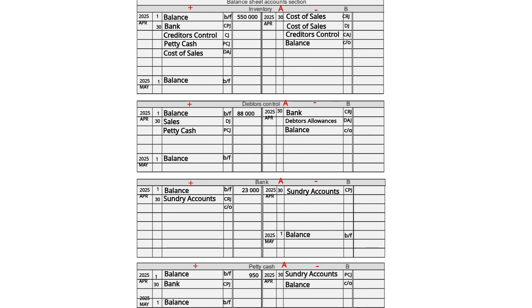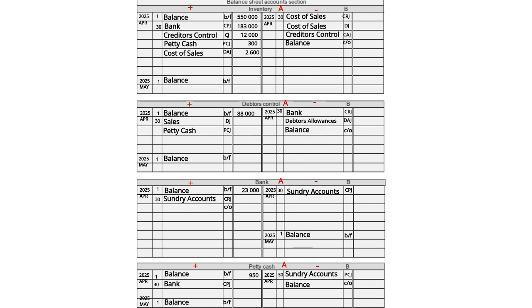So bank CPJ total is 183,000 for inventory. The CJ total is 12,000 for inventory. The petty cash total in your petty cash journal is 300 Rand for inventory. And our cost of sales for debtors allowances journal is 2,600 Rand. All of these amounts were given to you in the extract on your question paper.